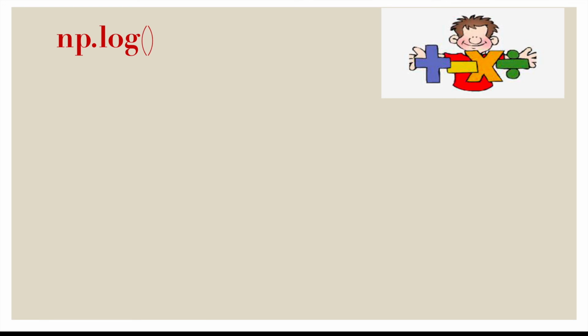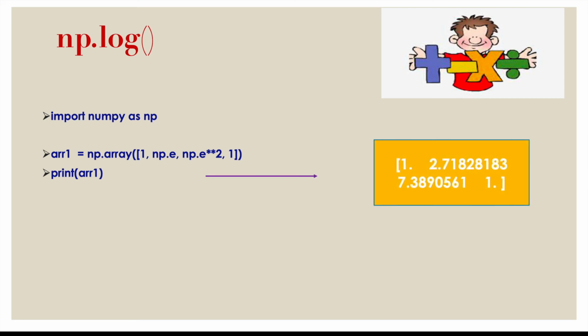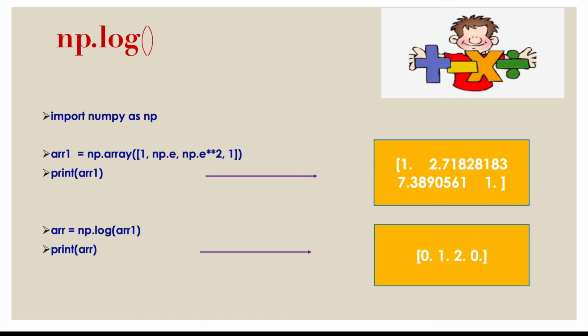Now we come to numpy's log function. It's a mathematical function that helps the user to calculate the natural logarithm of x, where x belongs to all the input array elements. So here we import numpy as np, we create our first array, then we call np.log and we pass the array as its argument. We are going to get the logarithmic values.